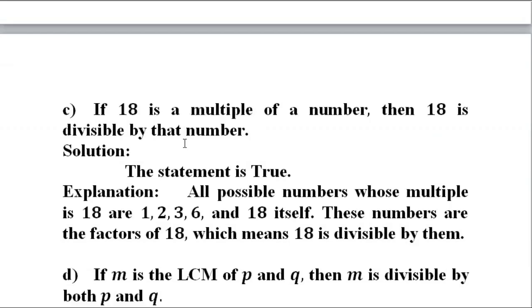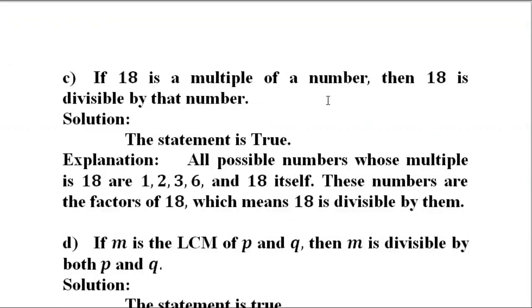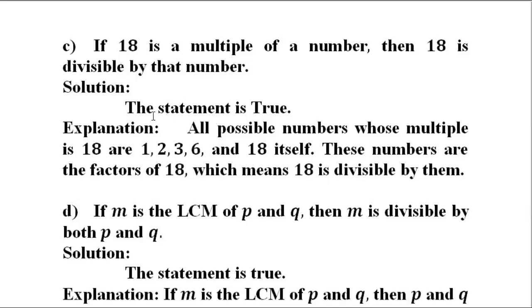Third part. If 18 is a multiple of a number, then 18 is divisible by that number. This statement is true. For example, 18 is a multiple of 6, so 6 is a factor of 18. Additionally, 18 is divisible by 6. We also know that a number is always divisible by its factor. Therefore, the statement is correct.